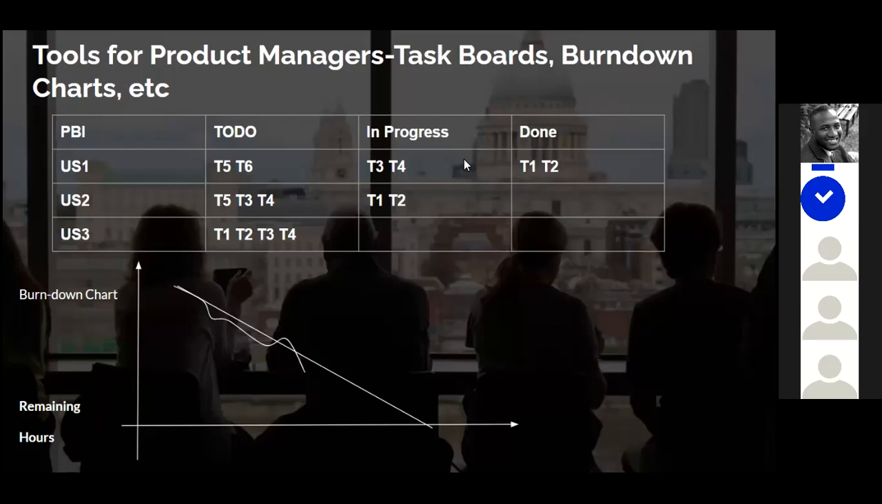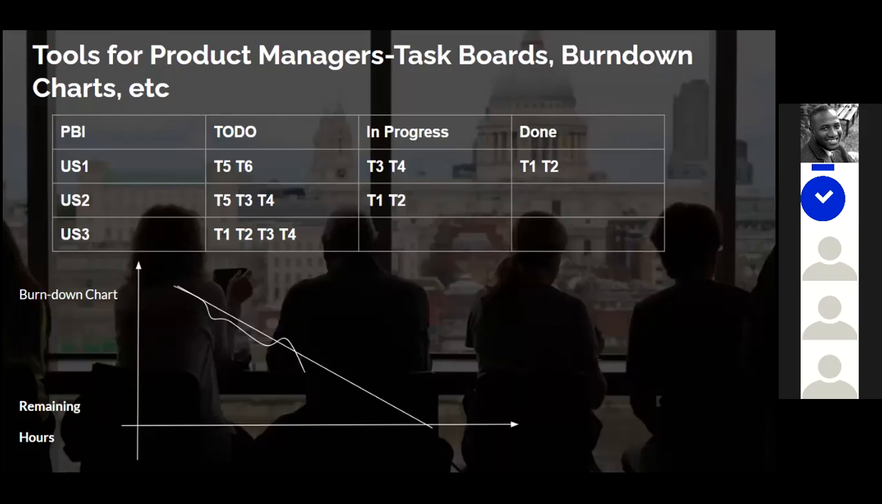Okay, so looking at tools for product managers, we have all sorts of tools out there. Now, one thing with being agile is that we are not trying to force any tool on anyone, but you just need tools that will help you to manage your work and monitor tasks and all that. And that's where you have all the scrum boards, like Trello, like Jira, and all that.